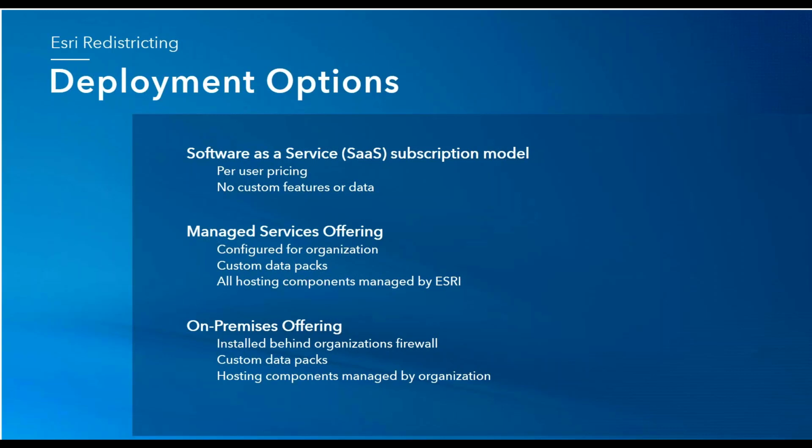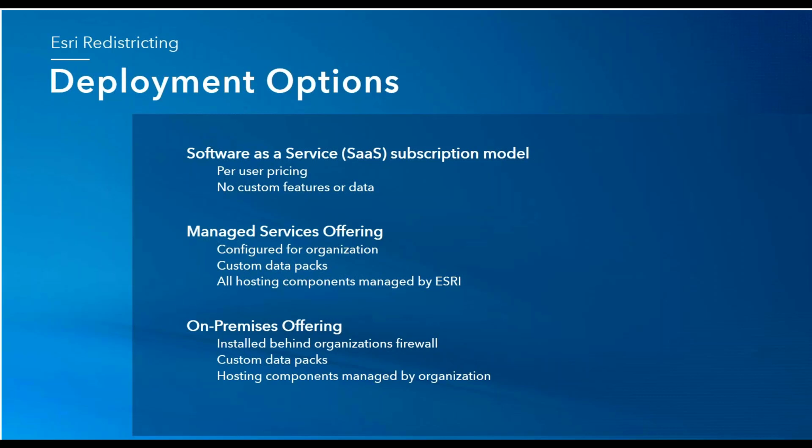So we have our software as a service subscription model, which is going to be accessed from your ArcGIS Online accounts, purchased through ArcGIS Marketplace Online. That's going to be per user, per year pricing, and it'll have no custom features or data. It'll use the demographic data that already exists there, although you'll still be able to bring in your own data from ArcGIS Online to overlay as a visual aid during the planning process, and you'll be able to export as a feature service into your ArcGIS Online organization.